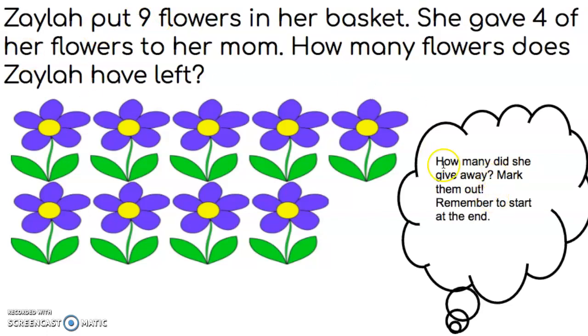So how many did she give away? 4. We're just going to mark them out. Remember, you want to start at the end. So you're going to start right here and you're going to move backwards and you're going to mark out 4 flowers. Hit pause while you mark out those 4 flowers and hit play when you're ready to check your work.